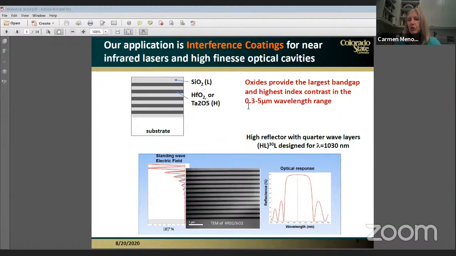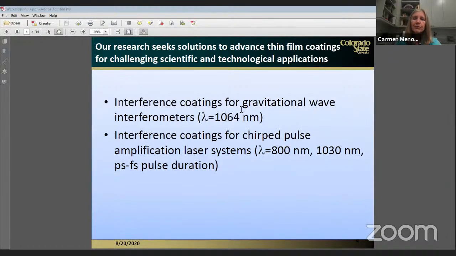All the way, from the UV to the infrared. So I am going to show you two examples of, or discuss results of two projects that we have in which we use interference coatings. But the problems that we are trying to solve are very different.